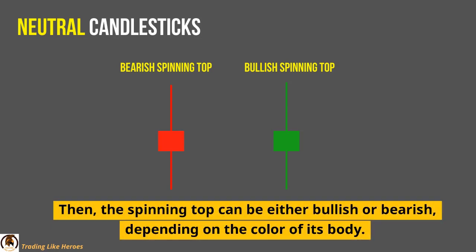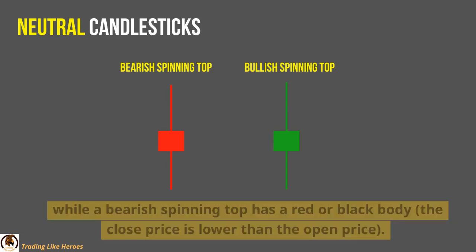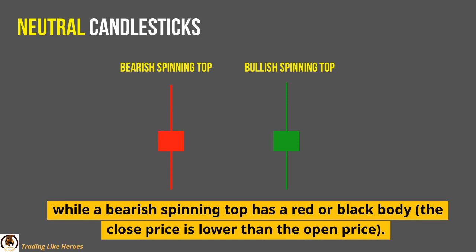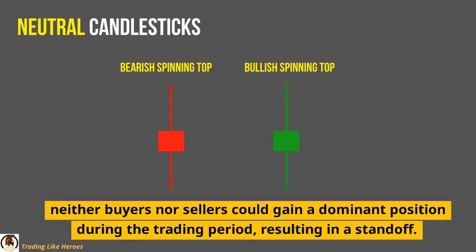Then, the spinning top can be either bullish or bearish, depending on the color of its body. A bullish spinning top has a green or white body, the close price is higher than the open price, while a bearish spinning top has a red or black body, the close price is lower than the open price. The appearance of a spinning top candlestick suggests that neither buyers nor sellers could gain a dominant position during the trading period, resulting in a standoff.